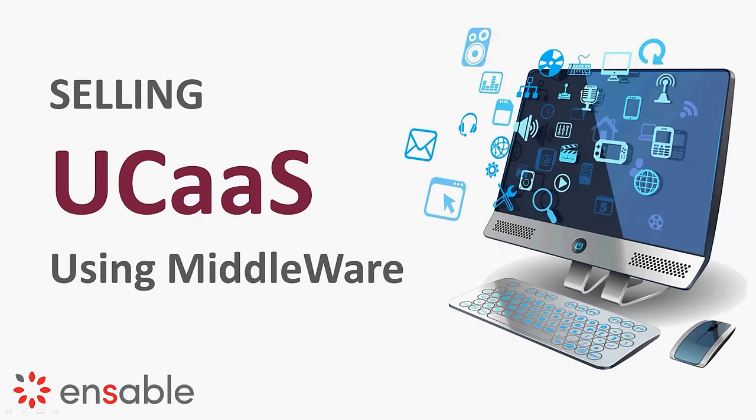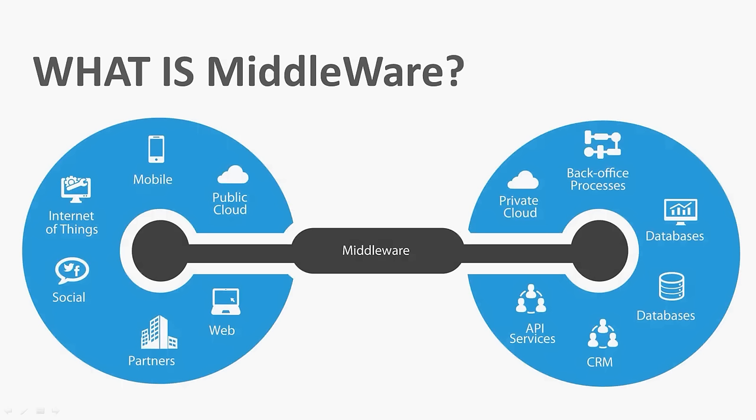There's 3 different strategies that we'll be focusing on. But let's just start out by addressing what is middleware. It's kind of a fancy word for API, but essentially it's a software that sits in between 2 different softwares and allows them to communicate.